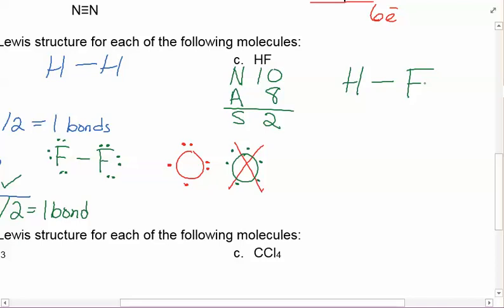Hydrogen now has fulfilled its duet rule. It has 2 valence electrons. Fluorine now also has 2, but that's not fulfilling its octet rule. So we have to add the 6 remaining electrons, which we're going to put on the remaining available sides. The big thing with the paired electrons: this bond represents electrons. You don't want to put your lone pairs in between your atom and your bond. That doesn't work.